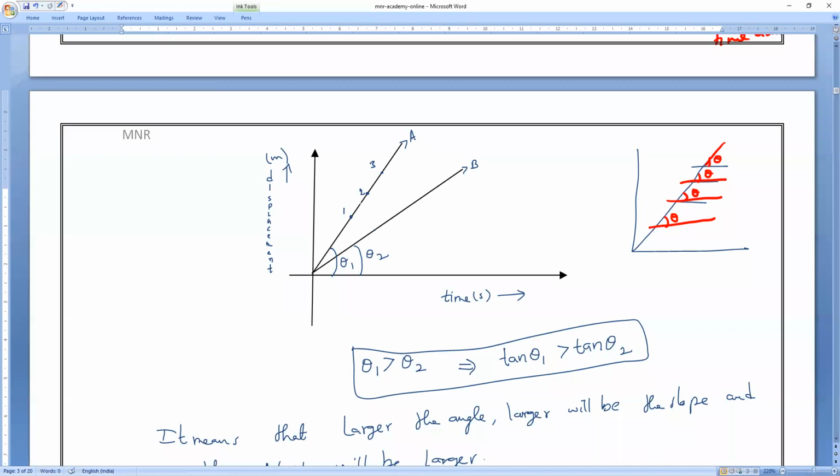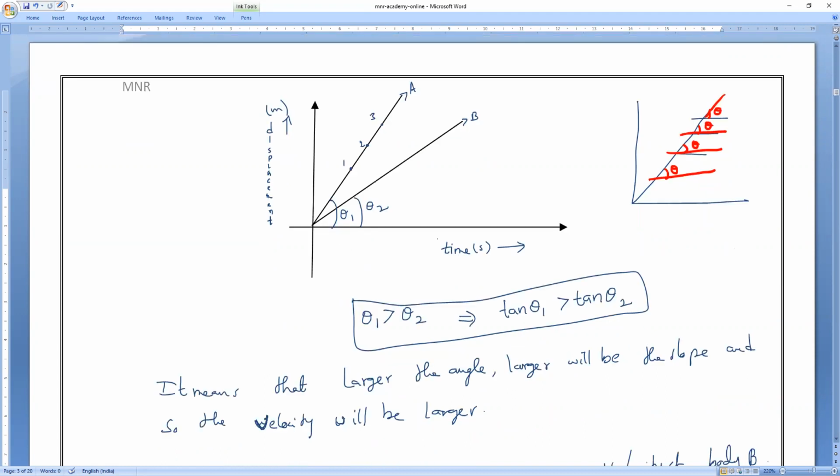Slope remains constant. But the straight line differs, no, sir? There are two lines, A and B. For A and B, the slope is different. For this the slope is different, for this the slope is different. Yes, sir. Okay. Now Sanjay is not clear.